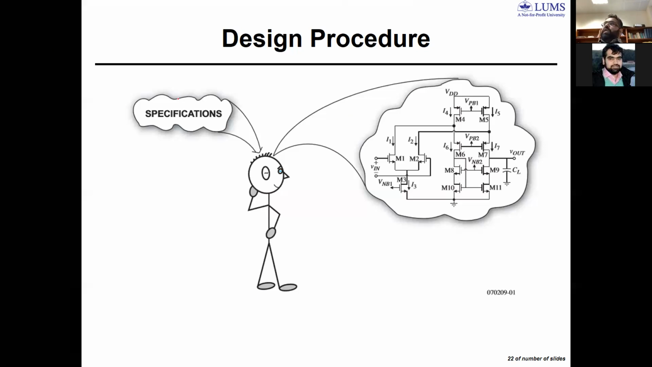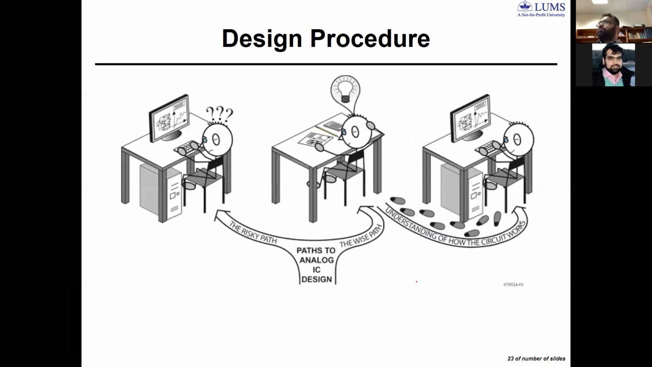So design procedure में क्या होता है? We have the specifications. हमारे पास specifications जिस तरह मैंने कहा था, and then you think and you come up with some ultimate circuit जो आप लोग design करते हैं, which I assume by the end of this course you will be able to do. लेकिन उसको करने के दो पाथ होते हैं. एक पहला पाथ जिसको मैं रिस्की पाथ कह रहा हूँ, ये वही चीटिंग वाला पाथ है.